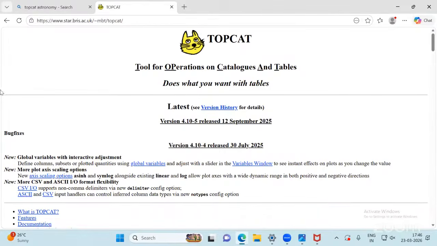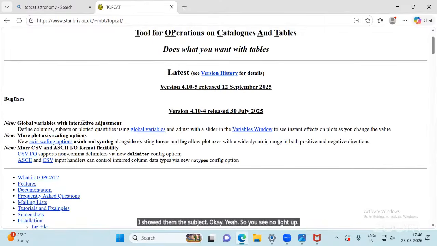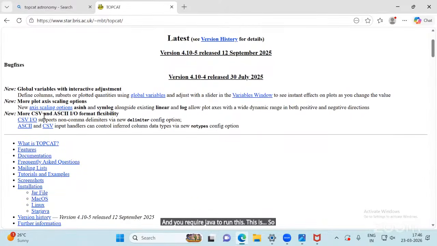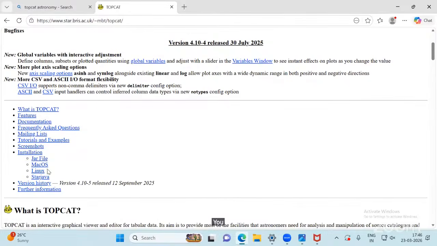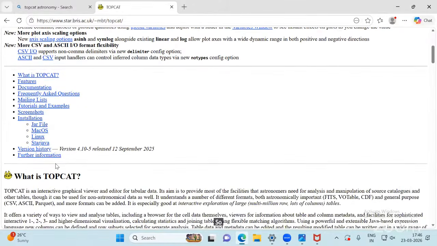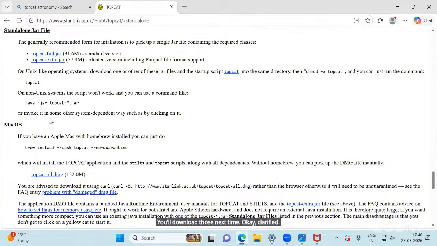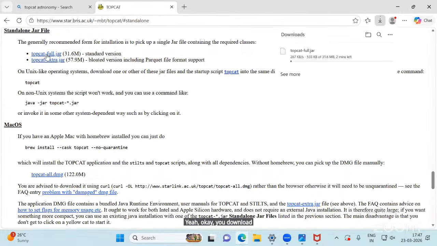Okay, so you see, you go here and you require Java to run this. So download it. You have jar file from Mac OS, Linux. So there are various ones. So whichever operating system you are using, you download that file. Okay, jar file. And this TopCat full.jar or TopCat. So you download it and you install it. So tomorrow we'll have sessions on this TopCat.